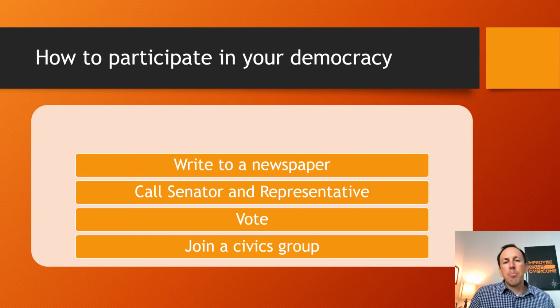Okay, different ways to participate in your democracy. Write a newspaper, call a senator, vote, join a civics group. You can summarize this into two concepts. How do you participate in your democracy? Let your voice be heard, okay? These are from the book. I'm going to update it to: use Facebook. Say something. Join a political party. Exercise your freedom of speech. You have the right in this country.